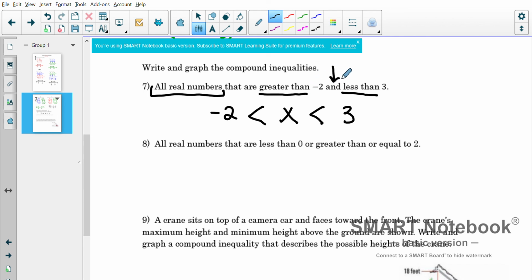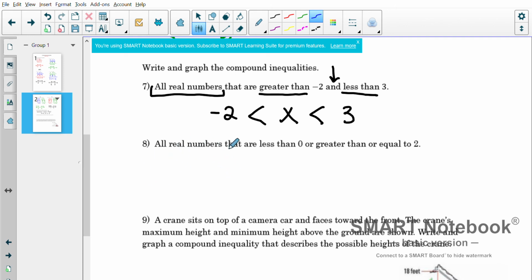Notice it's an and statement, so that we have one giant compound inequality versus having two separate ones separated by or. Why don't you pause the video real quick, try number 8 on your own, and then hit play again and see if you're on the right track.